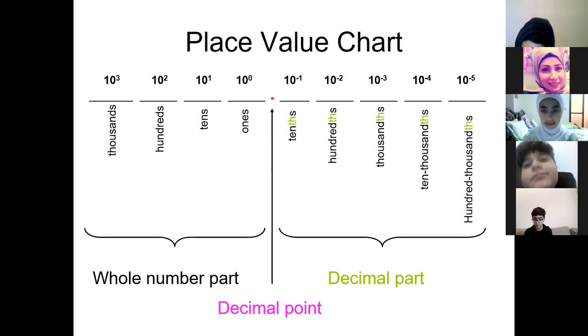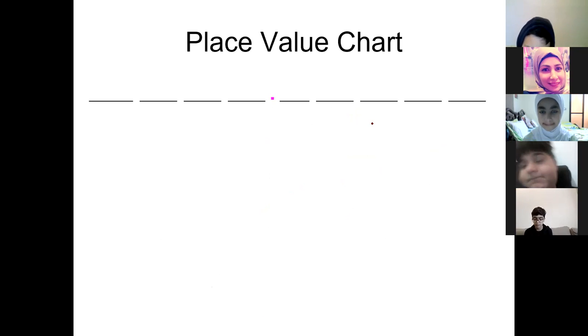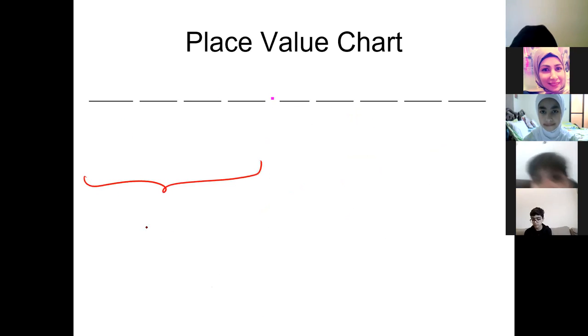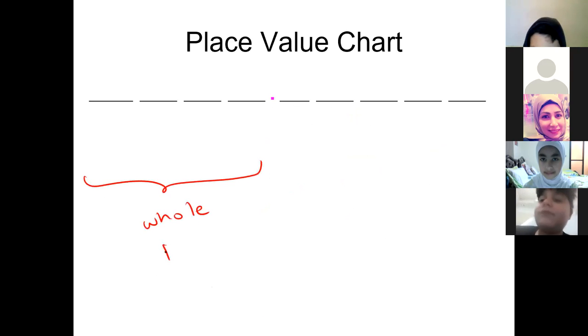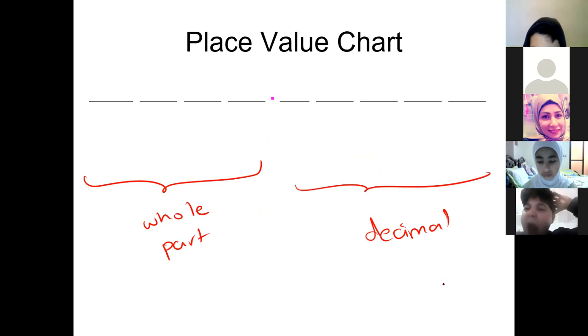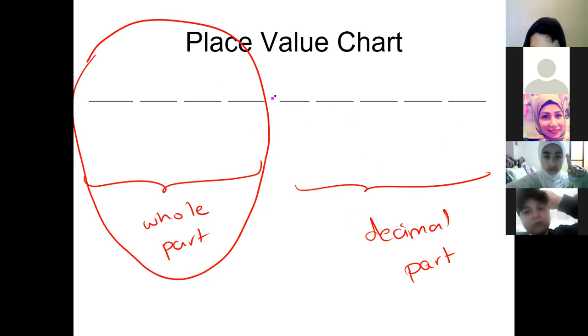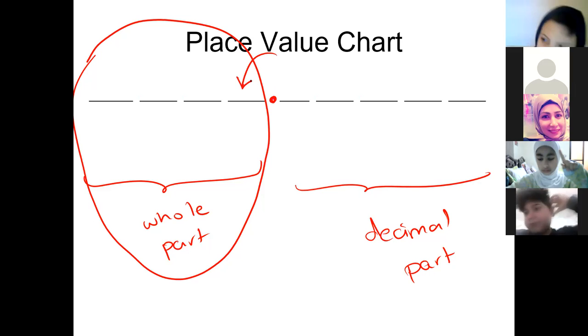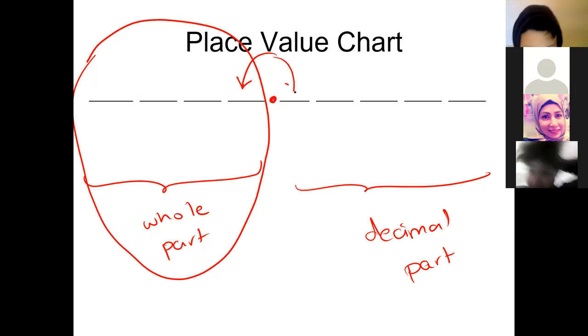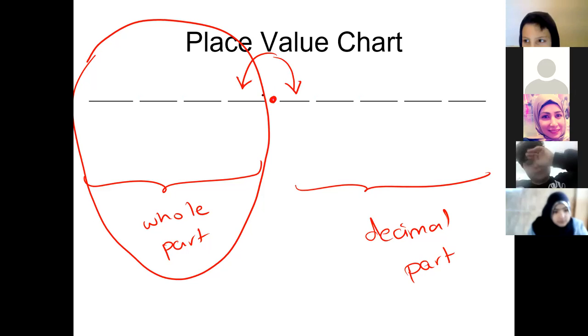We said that this place value chart is very important. You should know the place value of each digit. This is the whole part. This is the decimal part. In the whole part, we will do it as if it's a whole number. We start with the 2 digits that are next to the decimal point, this digit in the whole part and this digit in the decimal part, on both sides.